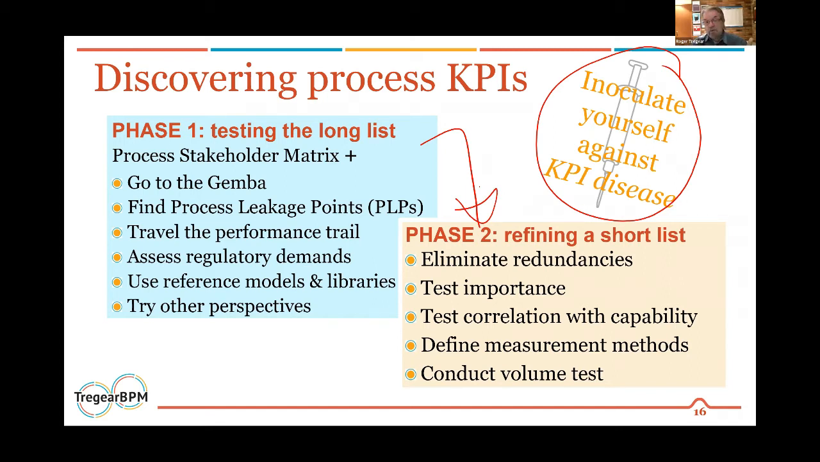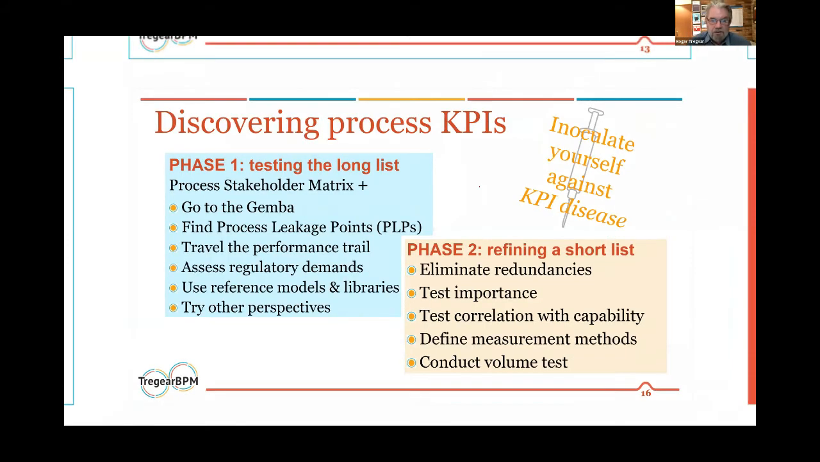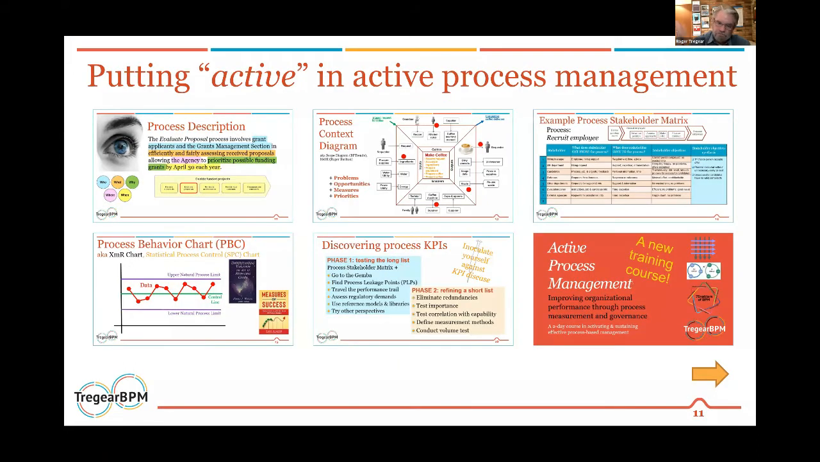Get rid of redundancies. Is this an important thing we're measuring? Really important? We're measuring something that relates to the particular process. Can we actually collect the data? Those kinds of tests to say, have we got valid KPIs here? And of course, the best way of really knowing whether you've got valid KPIs is always going to be using them. And if they turn out not to be as good as you thought, change them. That's the whole point of continuous management. The PDCA circle allows us to do that whenever we want to.